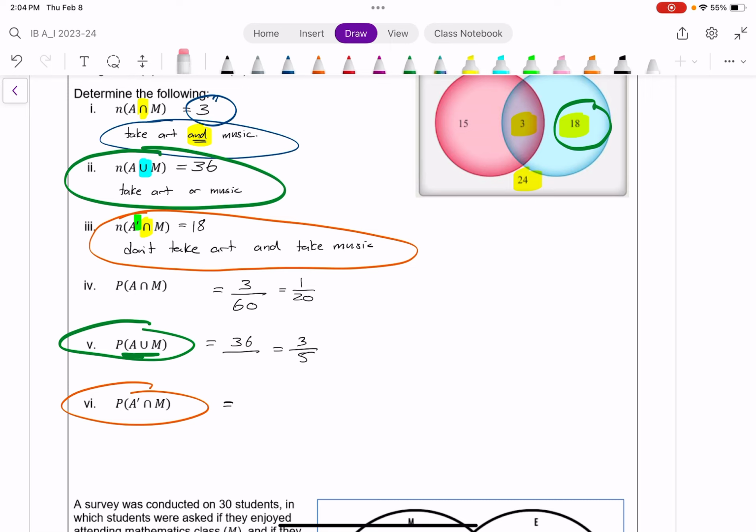I just realized my last question. I'm on a roll today. That should be 36 out of 60. I wrote 36 over 30 because there's always 60 students in total here. So we have 18 out of 60, which reduces to 3 out of 10.